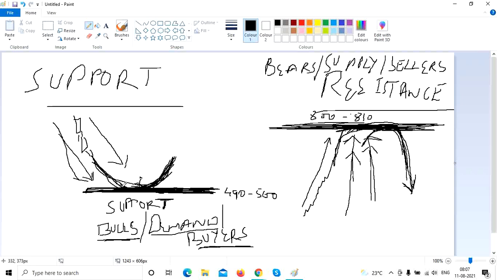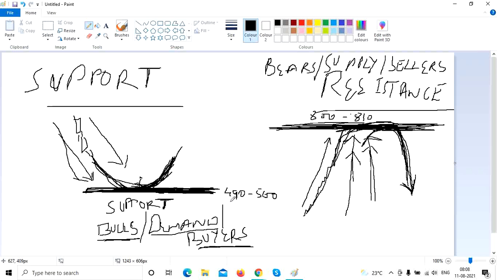So if you see this happening on the chart, prices falling, making a U-turn and going higher from that level, that is a zone of support. Prices going higher, facing resistance, making a U-turn and coming down from that level, that is a zone of resistance. This is a simple but very powerful concept in technical analysis and chart trading.